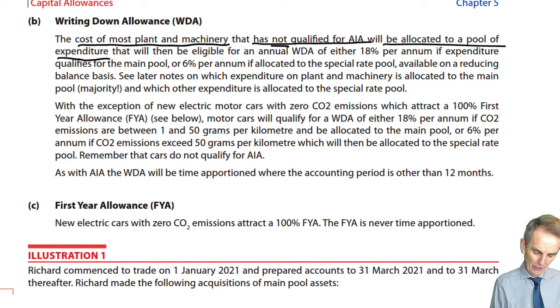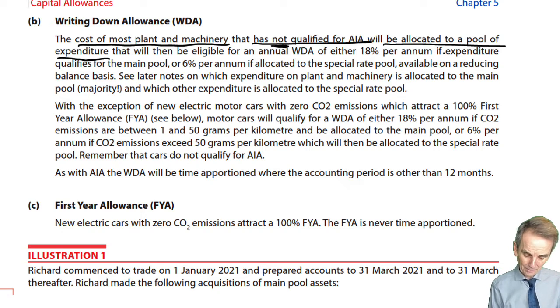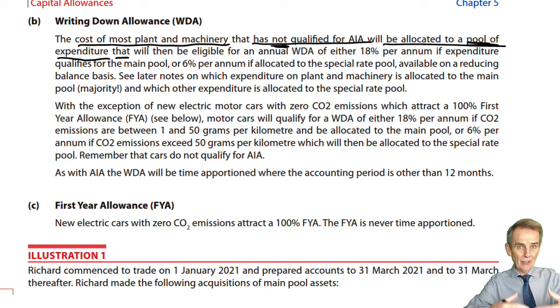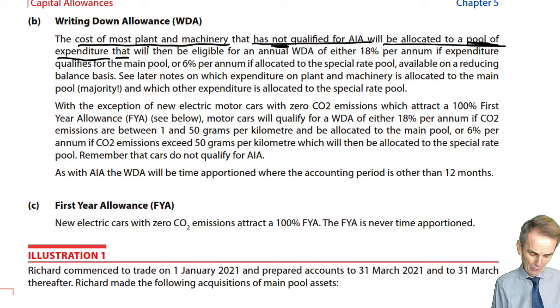So the cost of most plant and machinery that has not qualified for AIA, remember that was in excess of the AIA limit of 1 million, but more likely in our exam, most motor cars, will be allocated to a pool of expenditure. The idea of a pool is that we pour all these in so we can do one single calculation of writing down allowance on one pool total, rather than on 1,000 different items of plant and machinery. That would be a ridiculous exercise. So it's on one big pool.